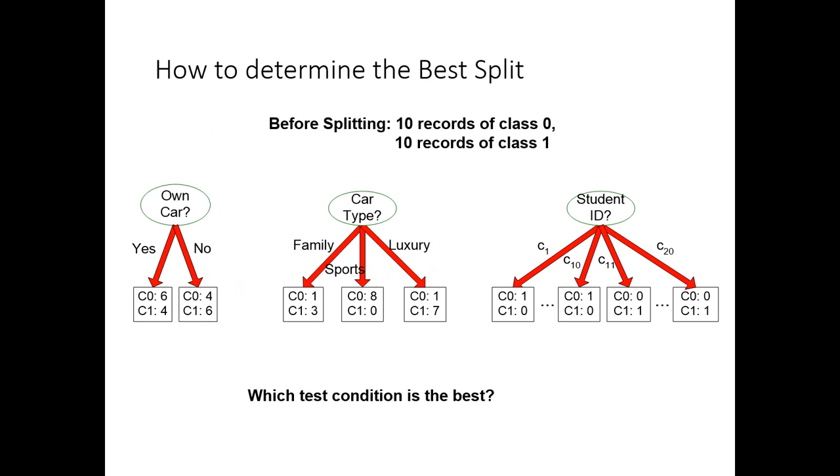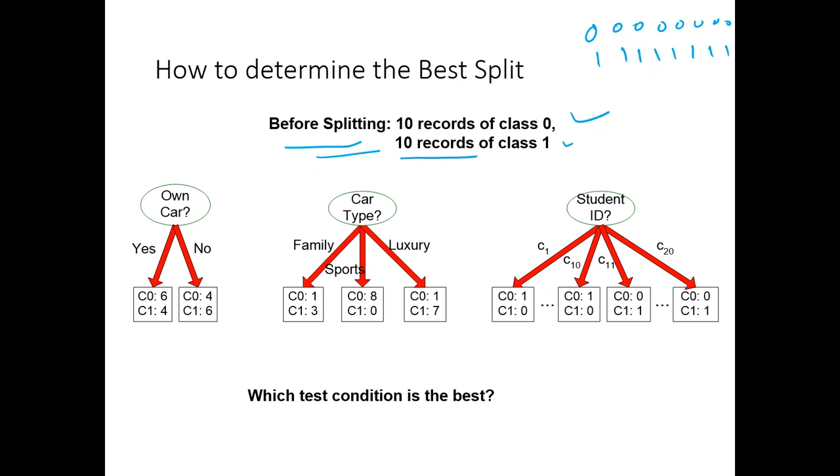The best split, finding out the best split, is done before, like this. We'll take an example. So here is the split. We have 10 records with class 0 and another 10 records with class 1. So we have 0, 0, 0, such as 10 of class 0, and 1, 1, 1, another 10 of class 1.